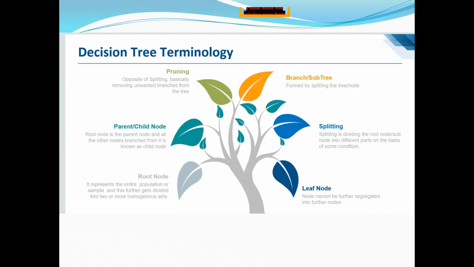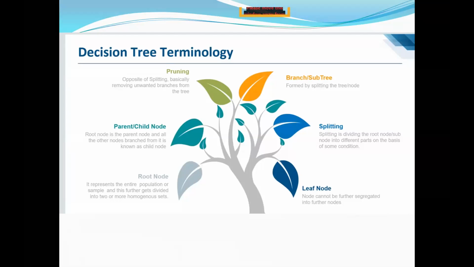Another important thing you have to understand is the parent node and child node. The root node we call a parent node, right? And all other nodes that branch from it are known as child nodes, that is, from the root node. Okay, maybe you have a subtree.